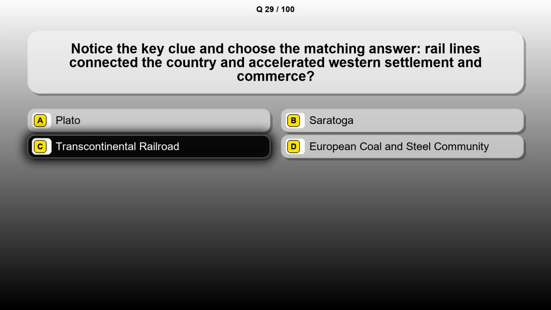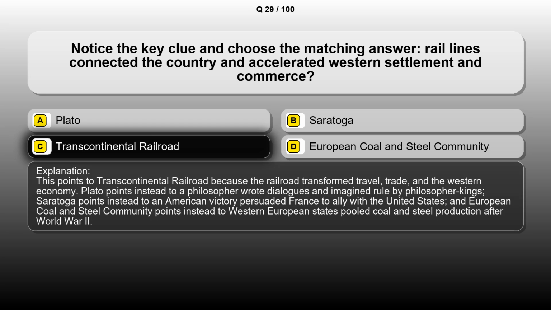The correct answer is option C, Transcontinental Railroad. This points to the Transcontinental Railroad because the railroad transformed travel, trade, and the Western economy. Plato points instead to a philosopher who wrote dialogues and imagined rule by philosopher-kings. Saratoga points instead to an American victory that persuaded France to ally with the United States, and European Coal and Steel Community points instead to Western European states pooling coal and steel production after World War II.